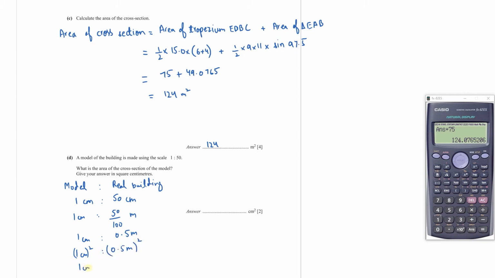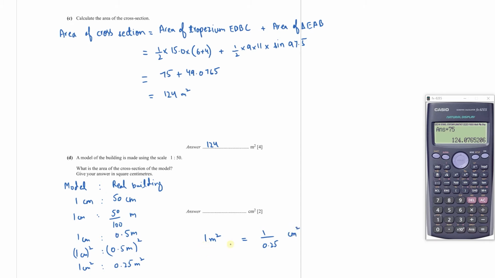So 1 centimeter square is how much? 0.25 meter square. So 1 centimeter square area in the model is 0.25 meter square in the real building. So I need to convert this area of the real building into the model. So 1 meter square will be how much? 1 meter square will be 1 over this 0.25. I'll divide by 0.25 here. So I will get 1 over 0.25 centimeter square.